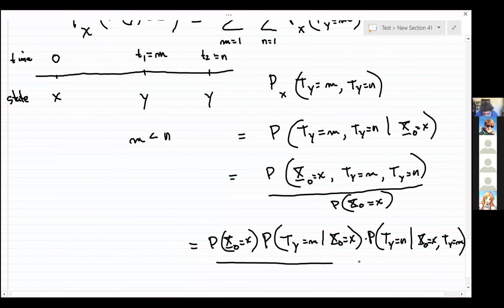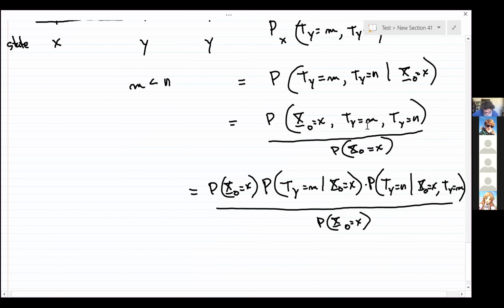And keep what's on the bottom the same. We've done this a number of times. This is the probability of this event and this event and this event. So this is the multiplication rule: the probability of the first event, the probability of the second event given the first event, the probability of the third event given the first two.